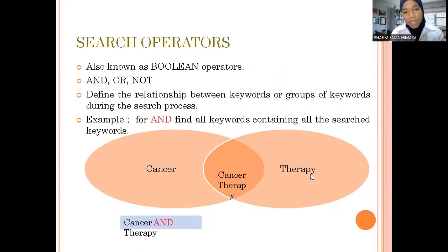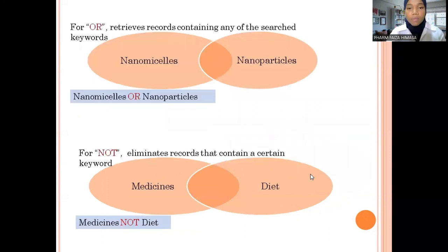For example, let's take AND. It will help find all records containing all the search keywords. For example, cancer AND therapy. When you want to search on articles containing cancer and therapy, you can use the word AND to link the two words together, cancer AND therapy.